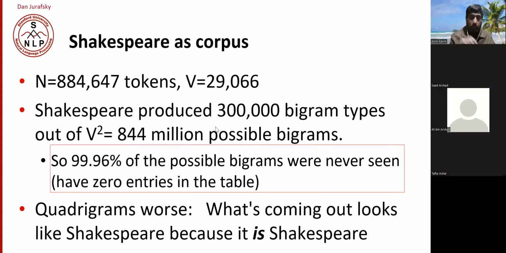And if you recall our approach for MLE, we had the count of the bigram in the numerator and divided by the count of the unigram. So we will have many, many bigram probabilities as being 0.